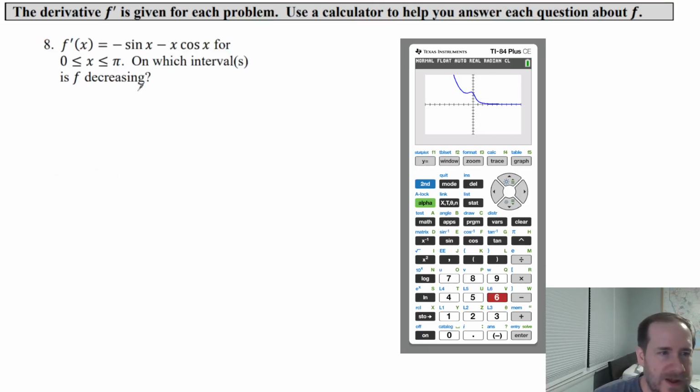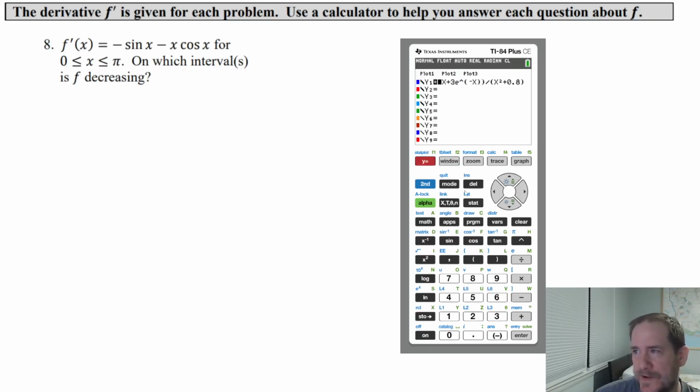So let's try 8. 8's more of the same, just with a different function. So I'll pull out my calculator again. I'll go back to y equals. I'll clear the old function, and I'll type in the new one. Negative sign of x, close parentheses, minus x times the cosine of x, close parentheses.